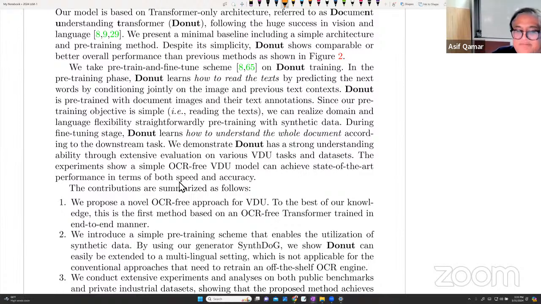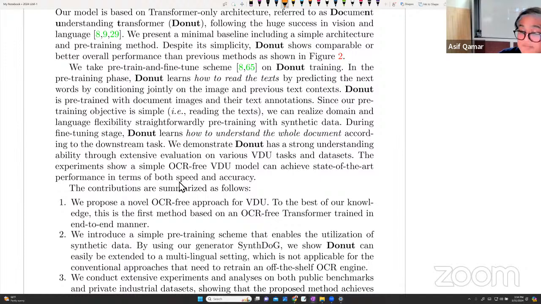We take a pre-train and fine-tune scheme on Donut training. So there are two phases. They're going to do it in two stages. In the pre-training phase, Donut learns how to read the text by predicting the next word by conditioning jointly on the text and previous text context.